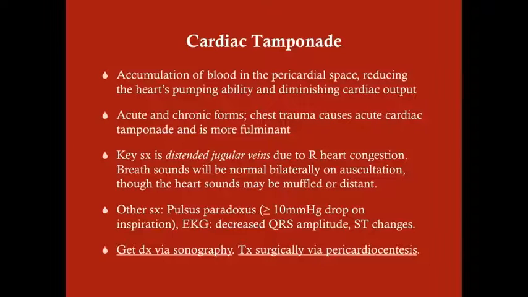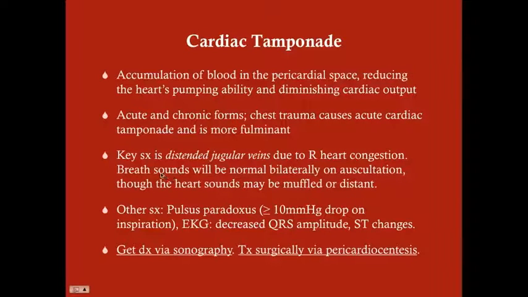With cardiac tamponade, you're blocking up the right side of your heart because you can't pump blood out. And so everything's going to get congested. Just like in congestive heart failure, you'll have those distended jugular veins. You're going to have them in cardiac tamponade too. And so this is due to right heart congestion.